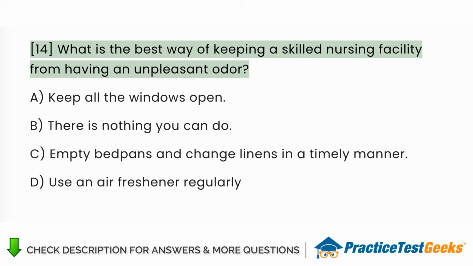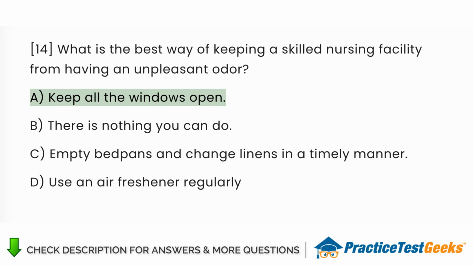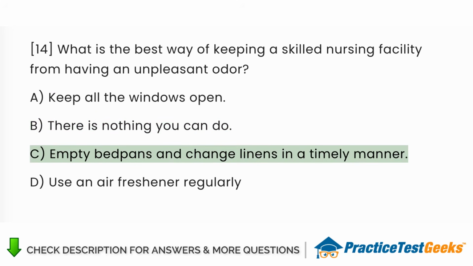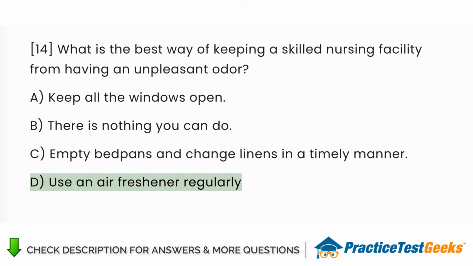What is the best way of keeping a skilled nursing facility from having an unpleasant odor? A. Keep all the windows open. B. There is nothing you can do. C. Empty bedpans and change linens in a timely manner. D. Use an air freshener regularly.